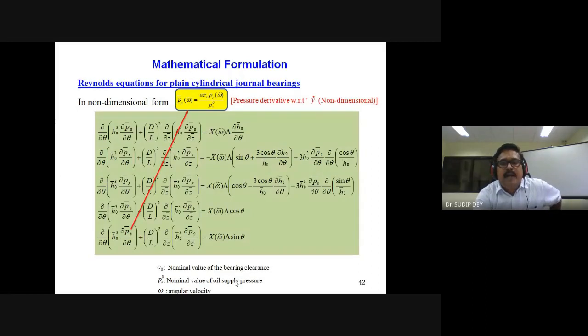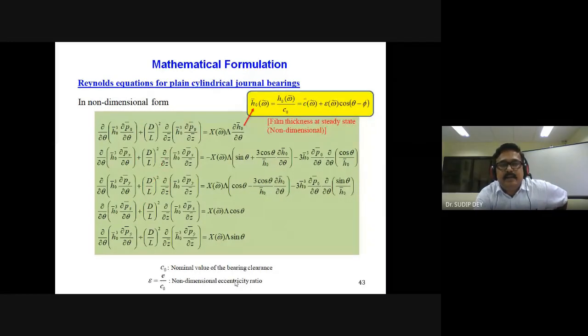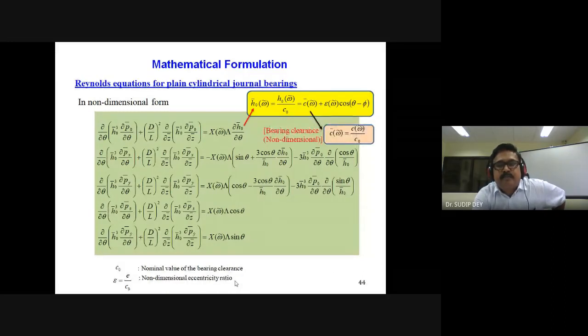Next, P_y dot, here is the pressure derivative with respect to y dot, which is also non-dimensionalized. Now H0 is called the film thickness at steady state condition, which is also non-dimensionalized. Here C0 is the nominal value of the bearing clearance, and epsilon is E by C0, the non-dimensionalized eccentricity ratio. There is another parameter, which we call C bar omega cap.